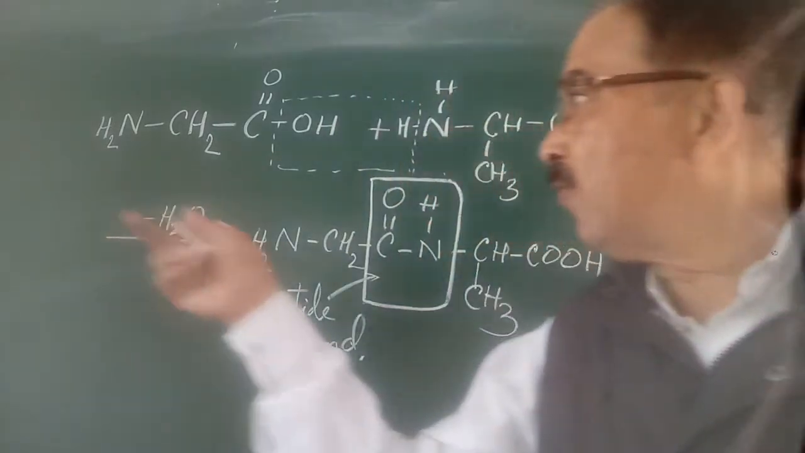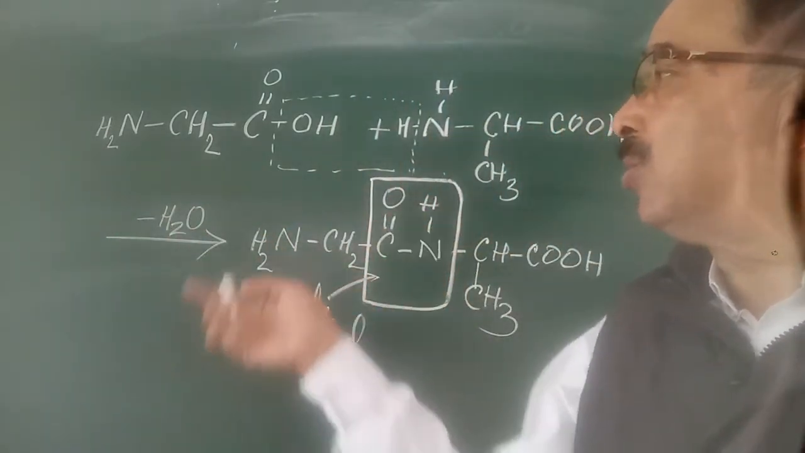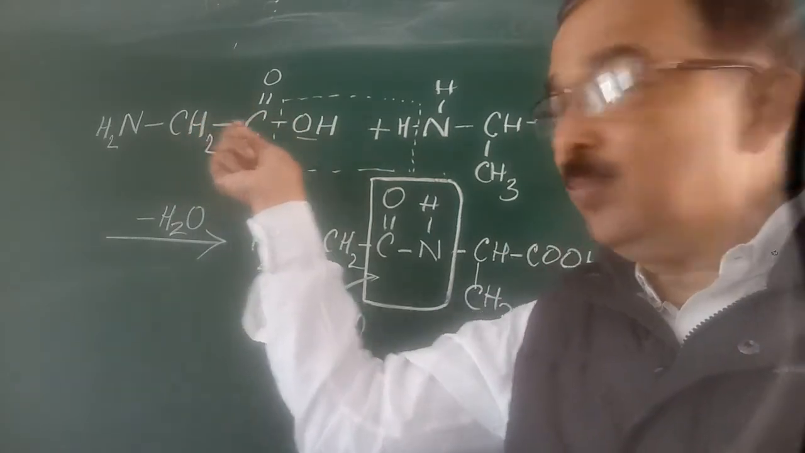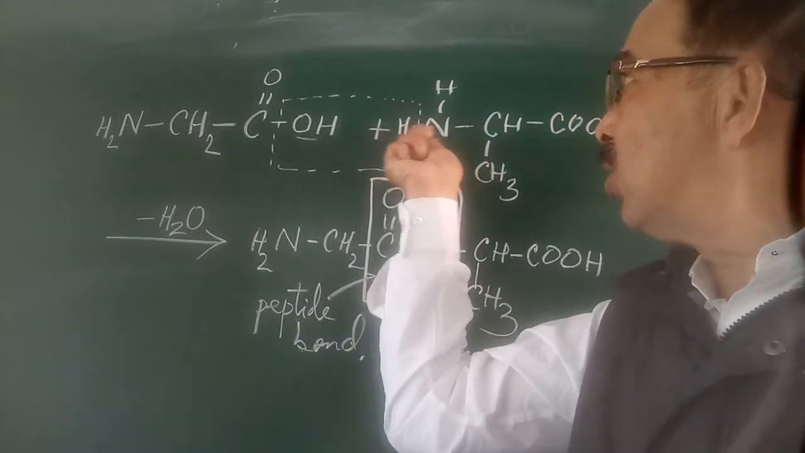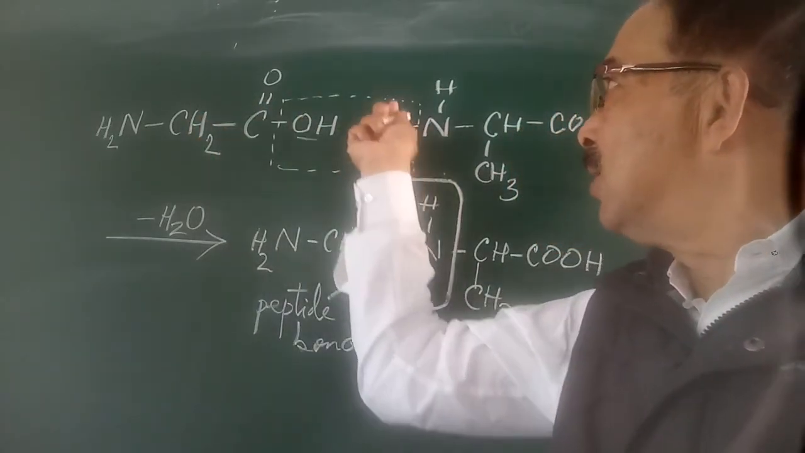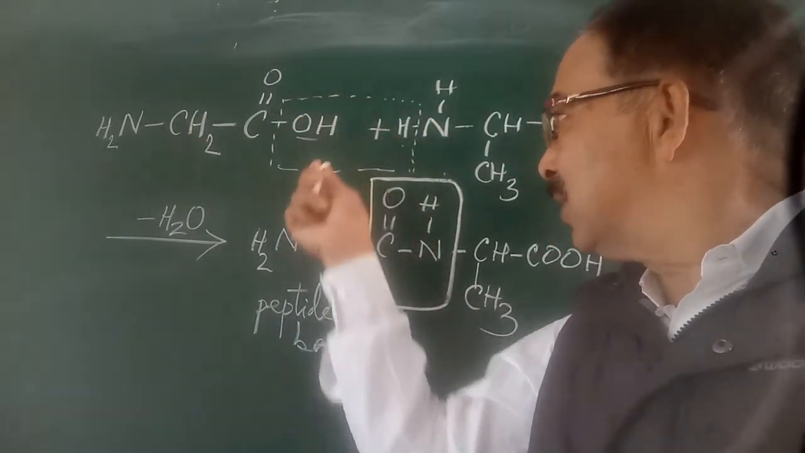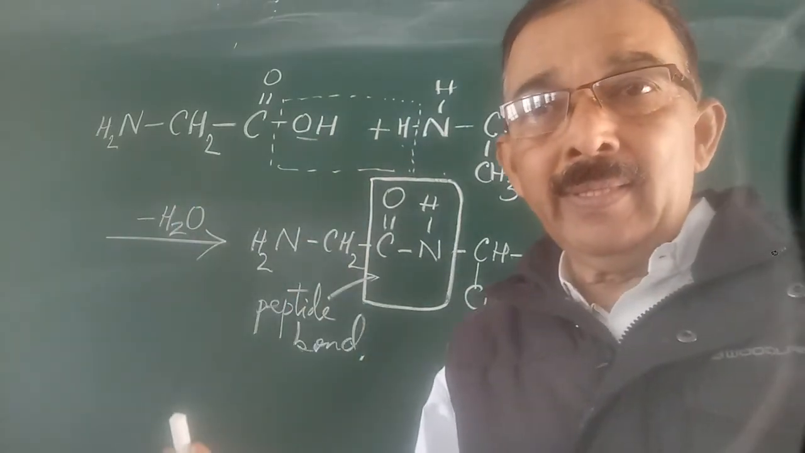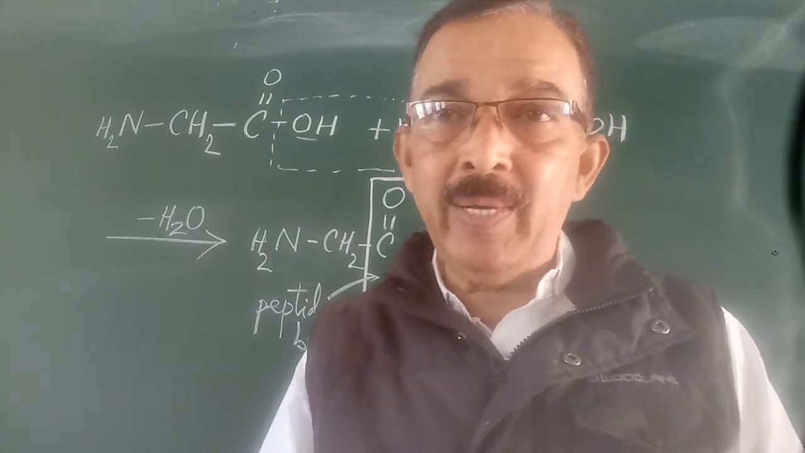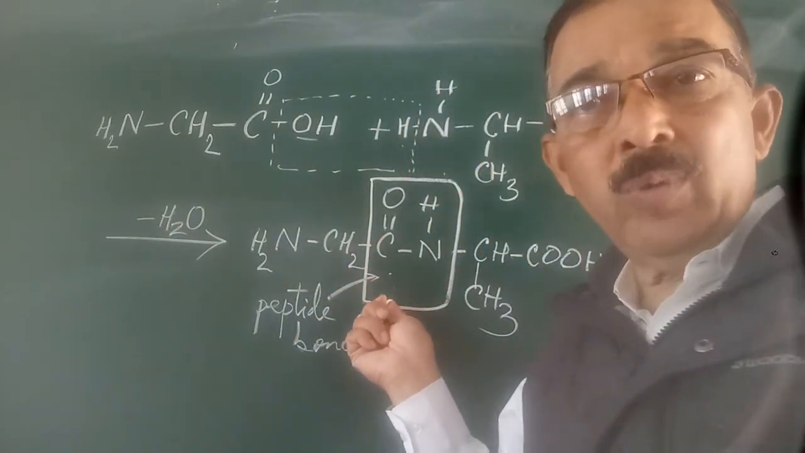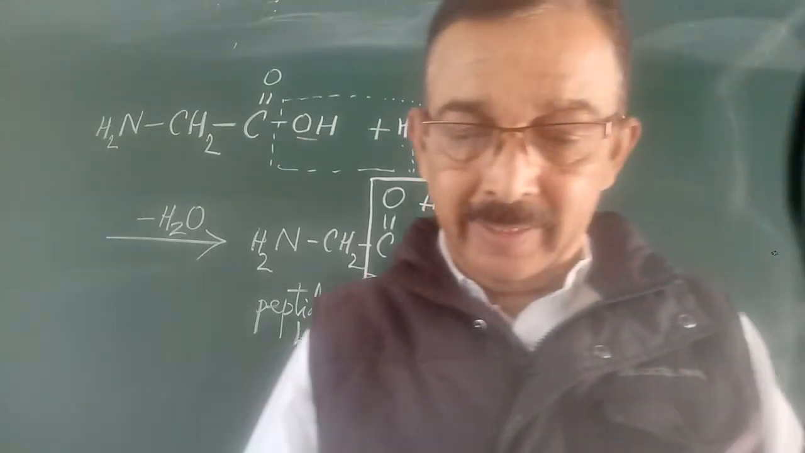I hope the formation of peptide bond is clear to you. That is, the OH of the carboxyl group of one molecule and the H of the amino group of the other molecule combine with each other to form water, and the product thus obtained is called a dipeptide, and the bond is called peptide bond or peptide linkage.